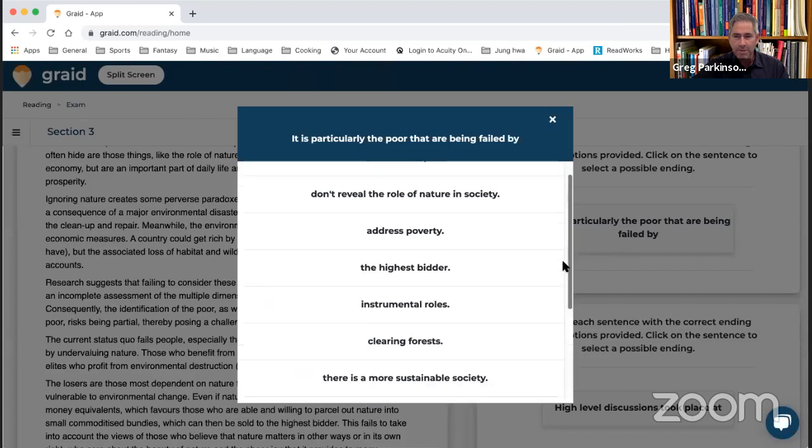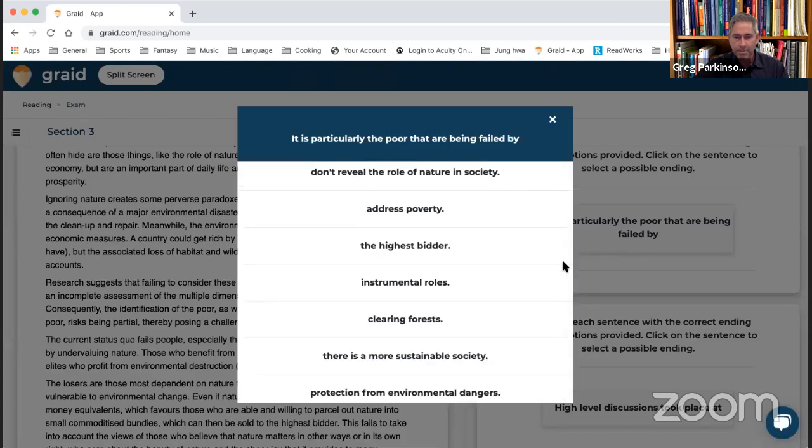Now, there are other options down the bottom. Now, some of you might be looking at the keyword poverty. That doesn't make sense though, right? So they have been failed by address poverty. Grammatically, that's not possible. So that's what I mean by using grammar to help guide you.